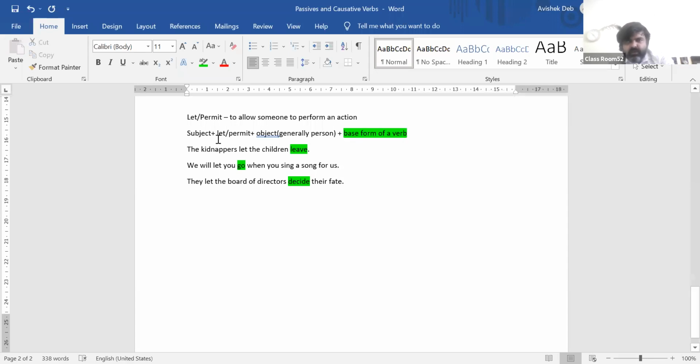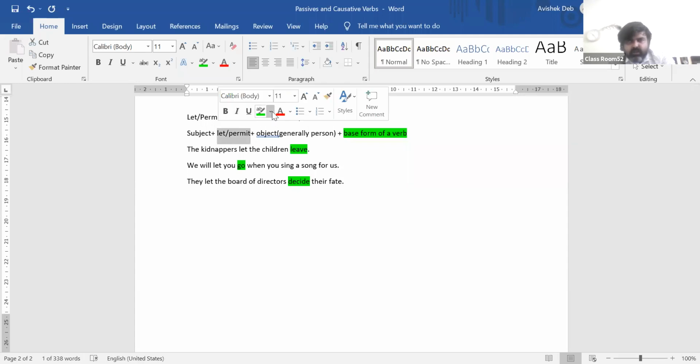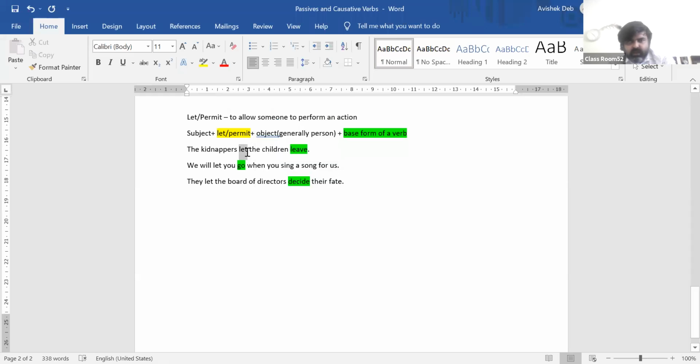And for your causative verb, I am marking in what color? Okay. I haven't constructed a sentence with permit, right? Okay. It's almost the same.